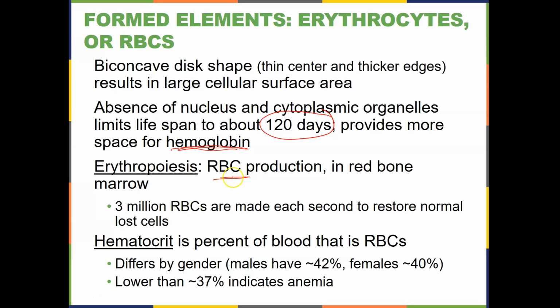As they're being created and as they enter circulation, red blood cells will shed their nucleus, and that's when they take on that concave shape and they're able to transport oxygen more efficiently.